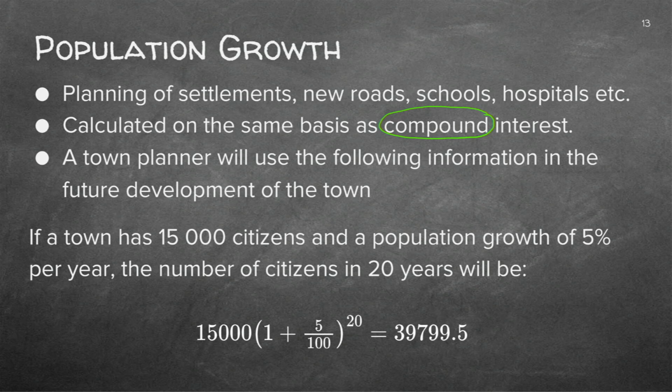Good. Here's an example. It's already done. A town has 15,000 citizens. So it's got the P amount there. And a population growth of 5%. Now you see here that decimal is not used. It's 5%. I still prefer to write 0.05. They're both correct. I just don't like the fraction. And what will the number of citizens be in 20 years? 20 years. So there's your I, there's your N.